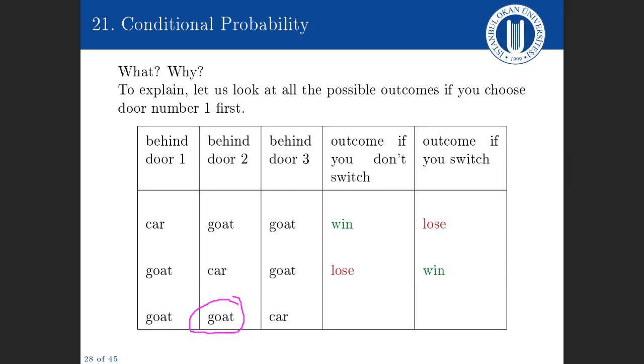If we stay with door number 1, then we get a goat. If we change our mind and we say we'll have door number 3 instead, then we win the car. So look what we have. If we don't change our mind, if we stay with door number 1, then out of the 3 cases, we win 1 time and we lose 2 times. But if we do change our mind, when we're offered to change to the other door, in one of these three cases we lose, and in two of them we win.